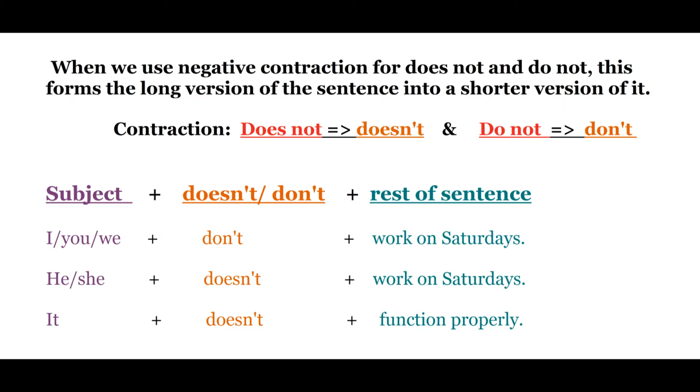Now, in order to make a sentence using doesn't and don't in the negative present simple tense, we need subject plus doesn't or don't plus the rest of the sentence. For example, I don't work on Saturdays. I is the subject, don't is the negative contraction of do not, and the rest of the sentence is work on Saturdays. Let's take a look at more examples.